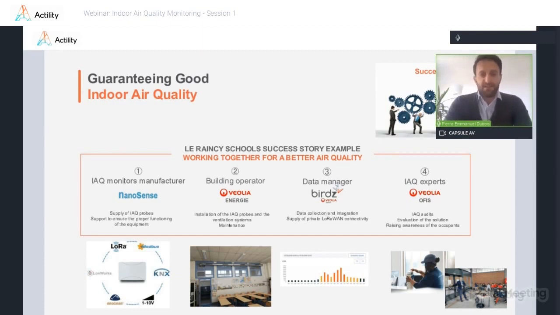And if we succeeded in this Rancy project, that's because we have mixed business expertise from different parties. First, the supply of IoT sensors, which was performed by NanoSense. Second, the installation of the IAQ indoor air quality probes and the ventilation systems, as well as the maintenance, which was supplied by Veolia Energy. Birdz has supplied the data integration and collection and the connectivity through private LoRaWAN connectivity. And lastly, Office, through their IAQ experts, have performed an audit raising awareness amongst the occupants.